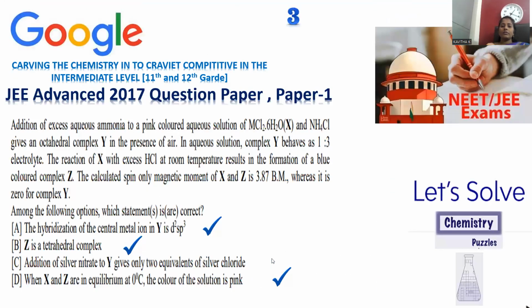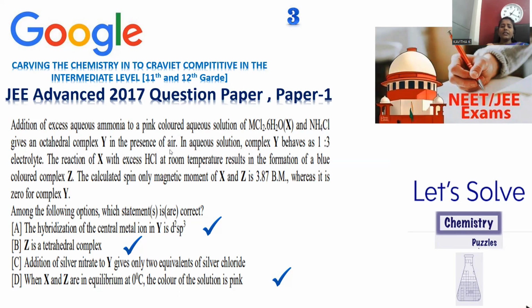Move on to question number 3. Question number 3 is collected from the JEE Advanced 2017 question paper. Paper 1 question is: addition of excess of aqueous ammonia to the pink colored aqueous solution of MCl2·6H2O, where M is a metal, this is regarded as compound X, and ammonium chloride gives the octahedral complex. You're adding ammonium chloride, meaning the amination process is carried out. Again, it turned into an octahedral complex.